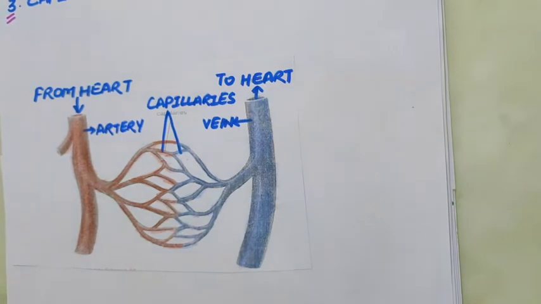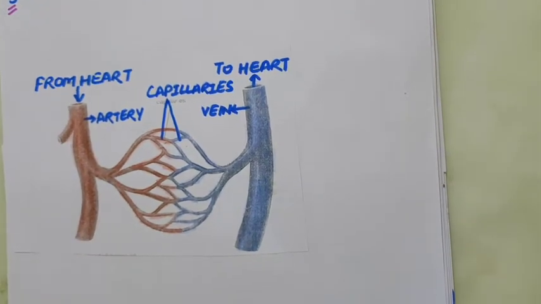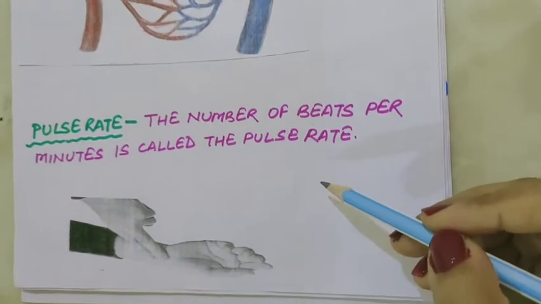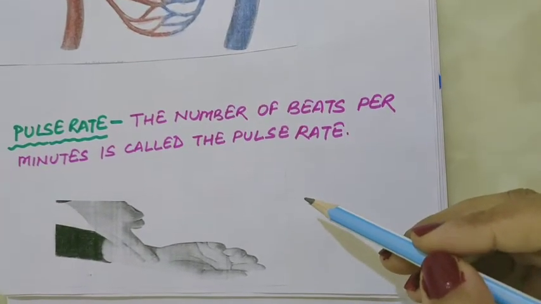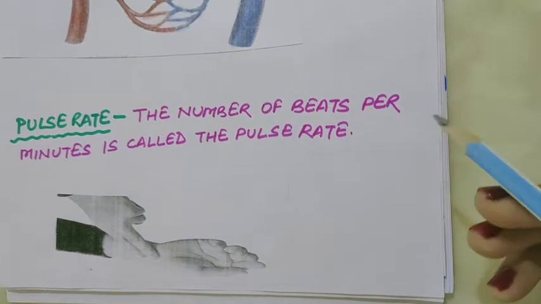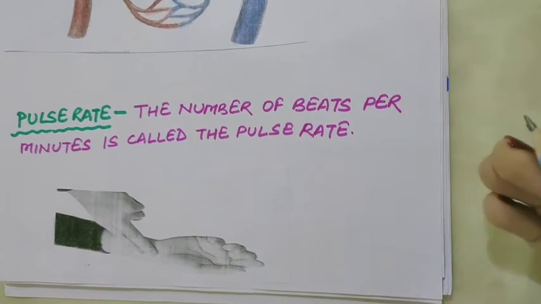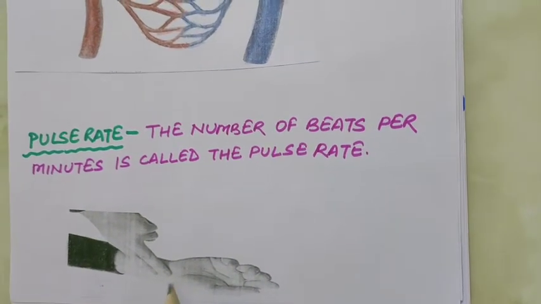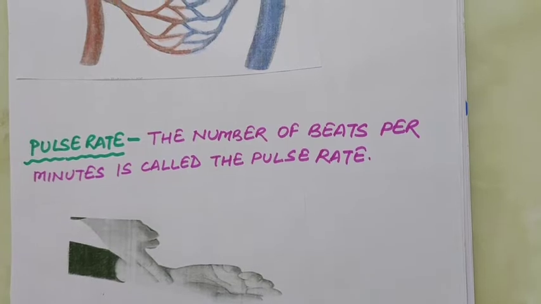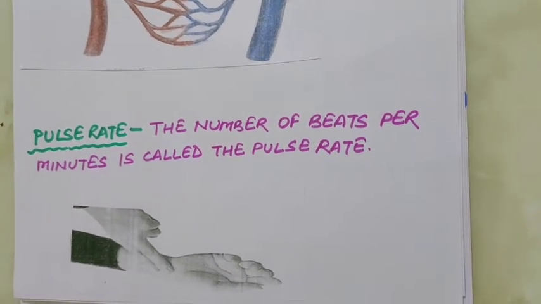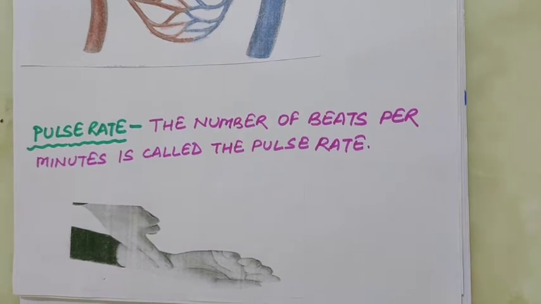Before discussing the structure of the heart, let's discuss the pulse rate first. We know that the heart pumps the blood in the arteries and this continuous pumping of blood in the arteries results in their rhythmic throbbing which is called pulse. And pulse rate is defined as the number of pulse beats per minute. The normal pulse rate of a human being is 70 to 80 beats per minute.